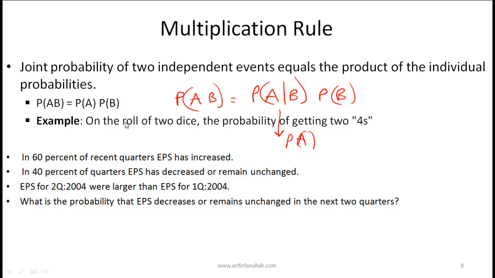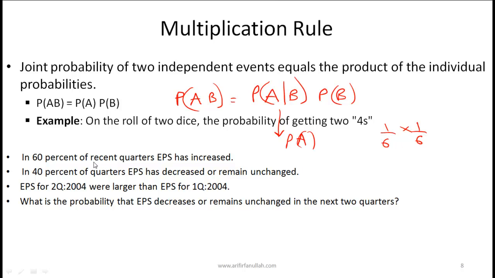So on the roll of two dice, the probability of getting two 4s, since the two rolls are independent events, would simply be 1/6 times 1/6.